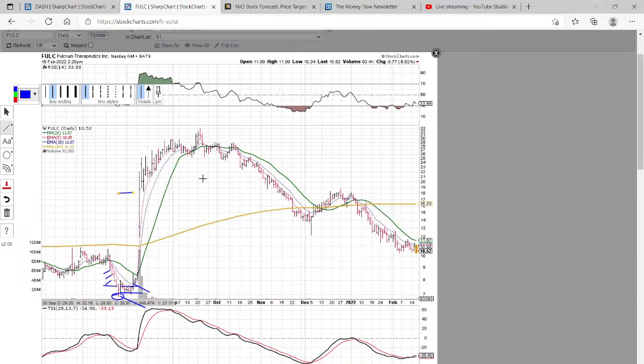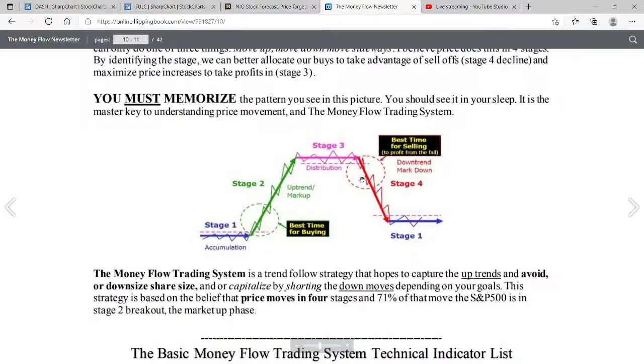Then boom, it runs. Now there's a little bit of meat on there. It kept going, but God, that's so tiny. And then what? Stage 3, and then what? Stage 4 down, right? And then what? Then we do it again. Stage 1.